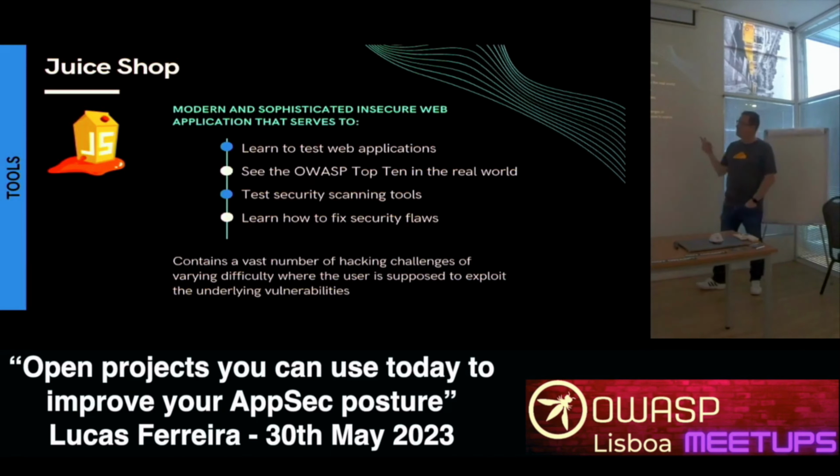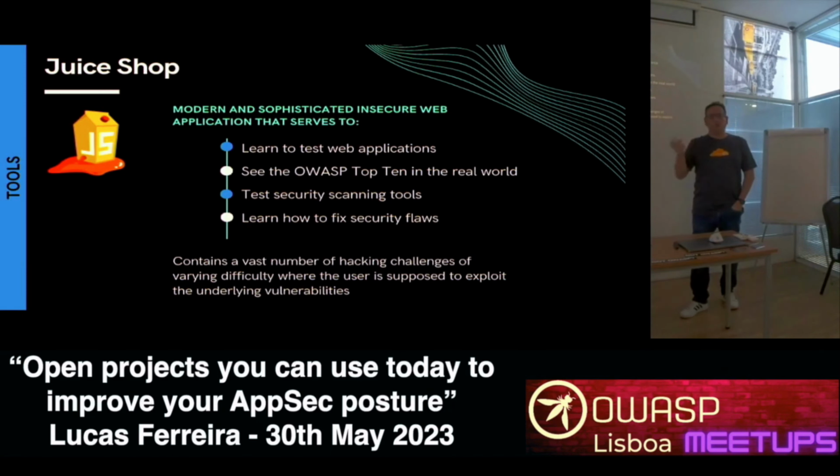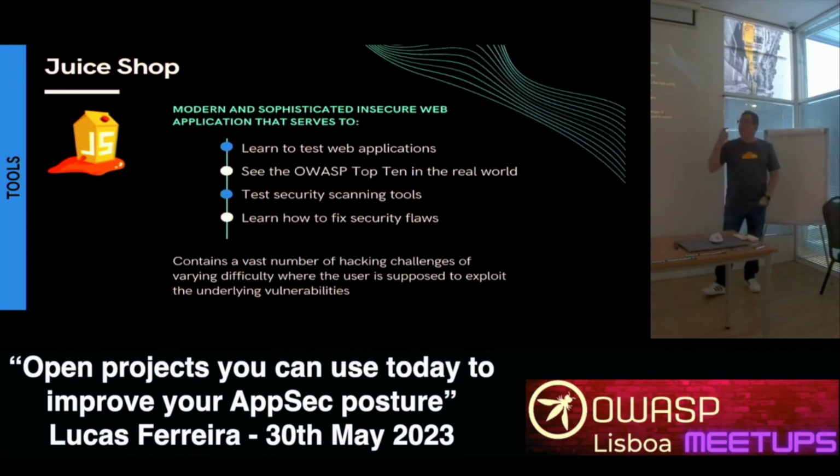Another project. This one is also really nice. Juice Shop. Juice Shop is a broken application. Juice Shop is used for learning. It can be used for CTFs if you want to do some kind of capture the flag type activity in an organization, a company. And you can see the vulnerabilities in the real world.